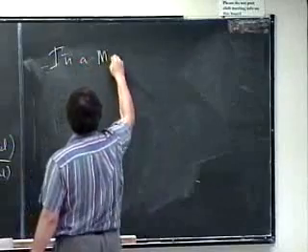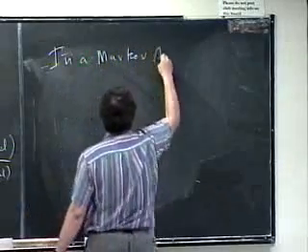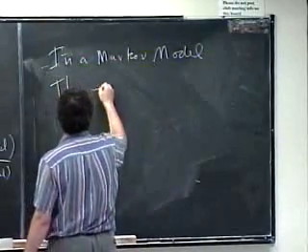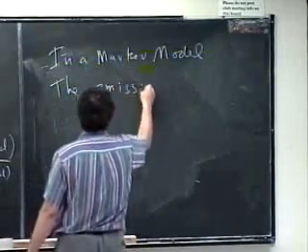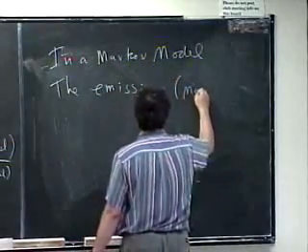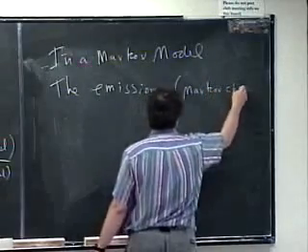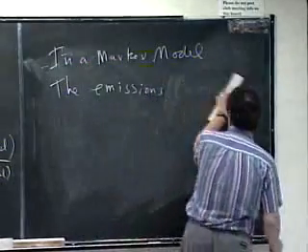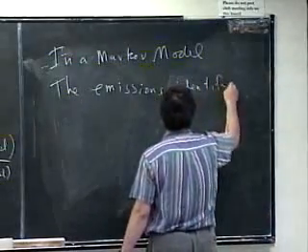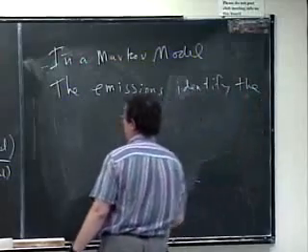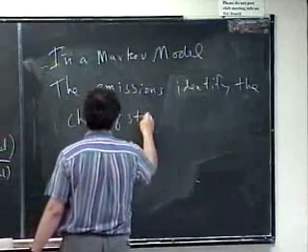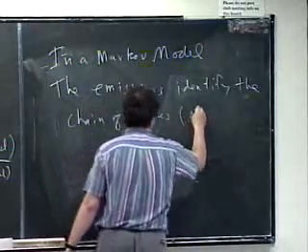In a Markov model, the emissions identify the chain of states, the Markov chain.